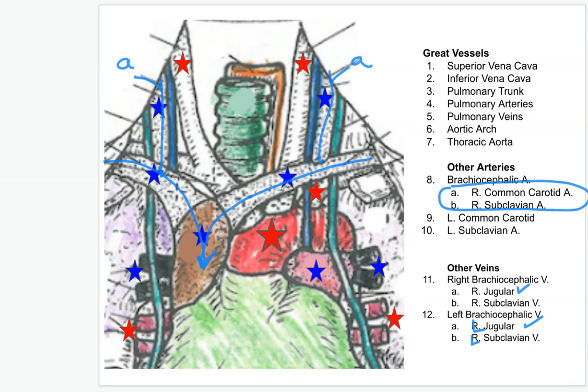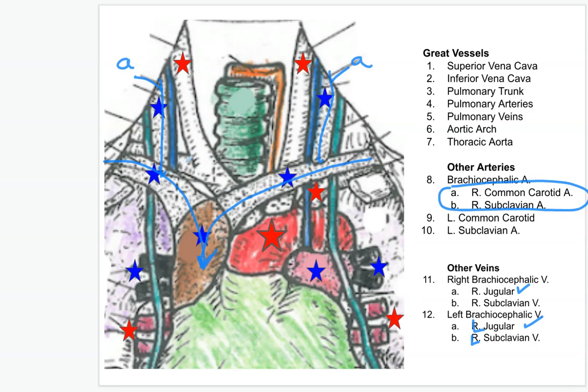So I'm going to do this now. I apologize. Remember how we had our brachiocephalic? So if it goes up, this is going to be the right jugular. So remember how it's going to leave the heart. Here's our right jugular.